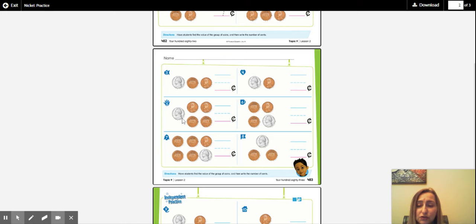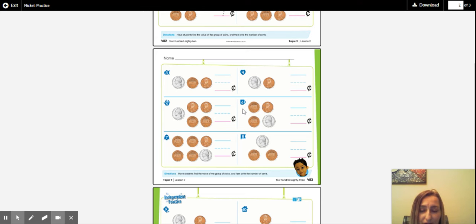Number 5 shows a nickel, so we start counting with 5, 6, 7, 8, 9. The value of this group of coins is 9.